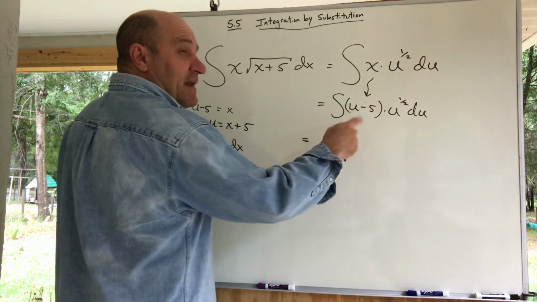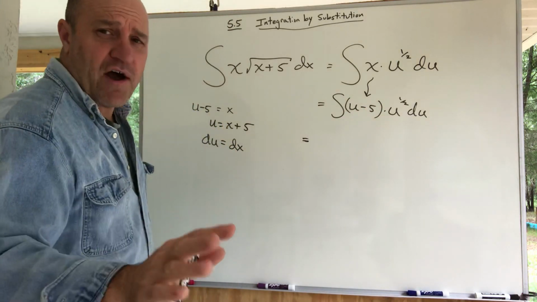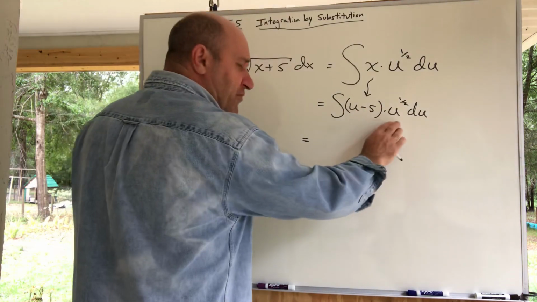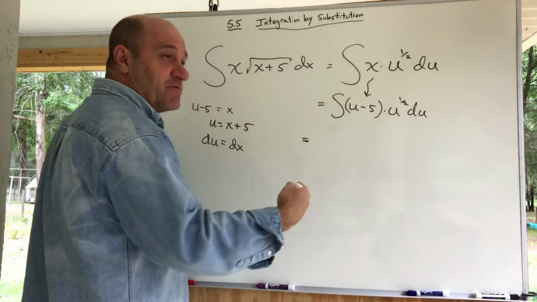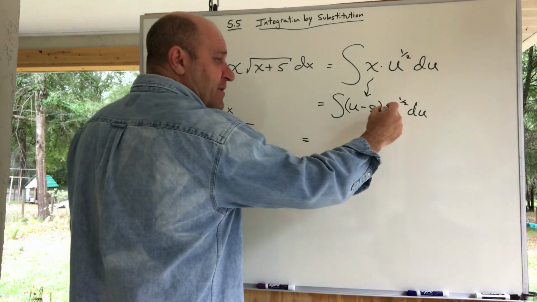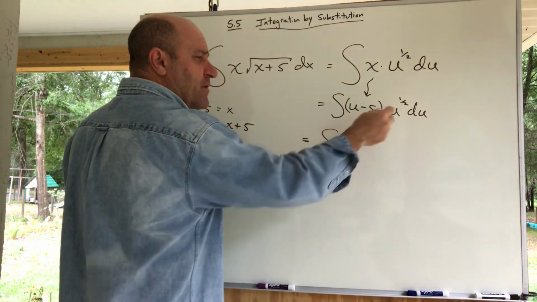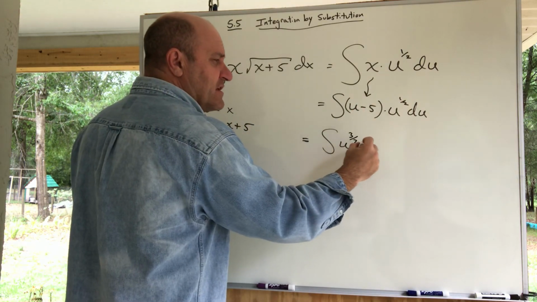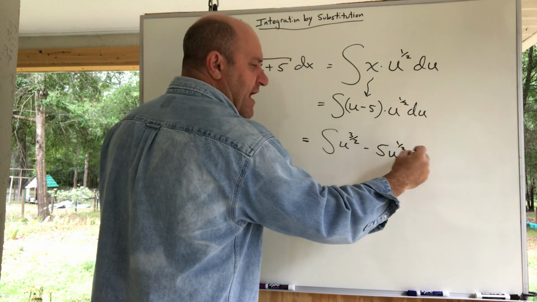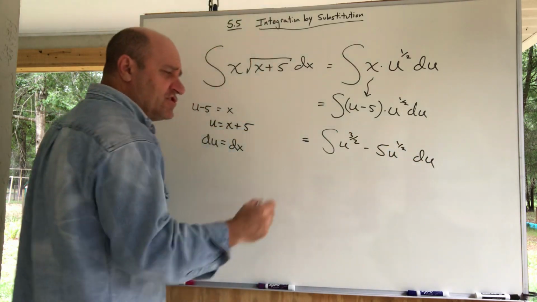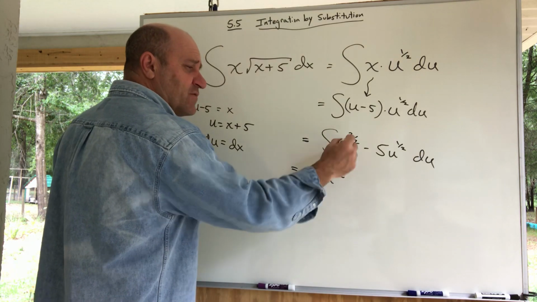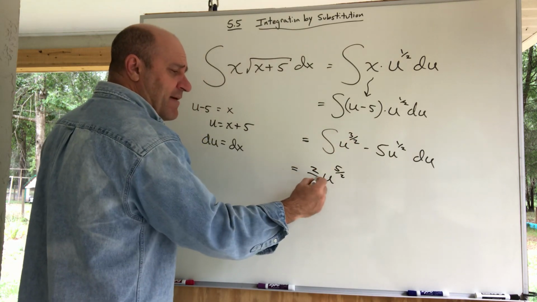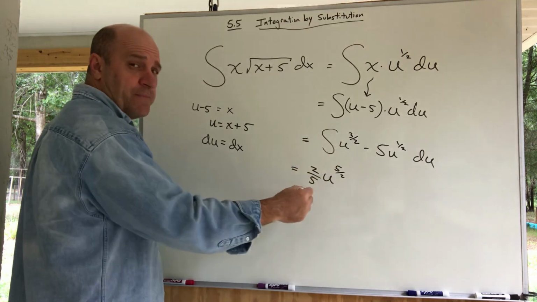You distribute and integrate. You never integrate a product. You don't integrate a product. You distribute and you integrate each separate term, added and subtracted terms. So you distribute this u to the 1/2. If I distribute, it's u to the 3/2 minus 5u to the 1/2, and then I integrate each term. Add 1 to that, that's u to the 5/2. When you add 1 to that, multiply by 2/5. Isn't that how you do it?